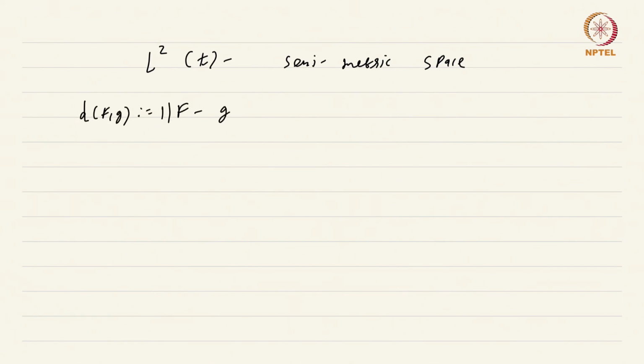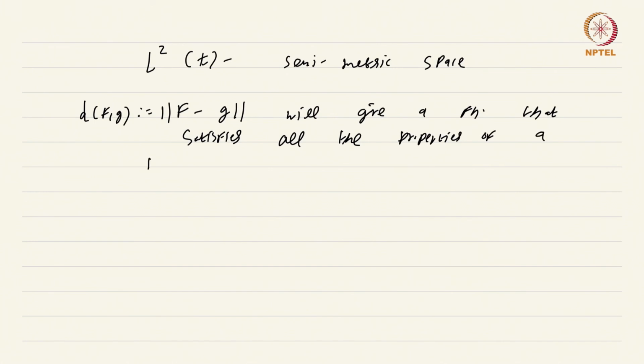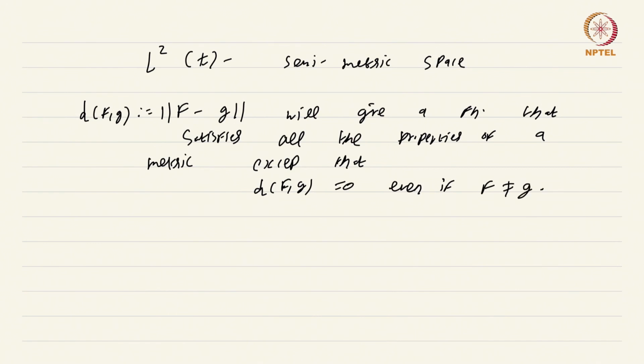Okay, so one final remark: if you don't go this route, what you end up with is that the space L2(I) is a semi-metric space. What I mean by that is that the definition d(f,g) = norm of f minus g will give a function that satisfies all the properties of a metric, except that d(f,g) could be equal to 0 even if f is not equal to g. If f and g just agree almost everywhere, still the distance between f and g will be 0. So this is what is known as a semi-metric space.